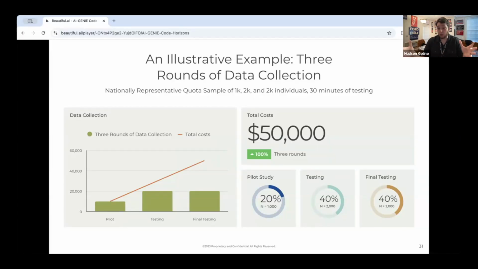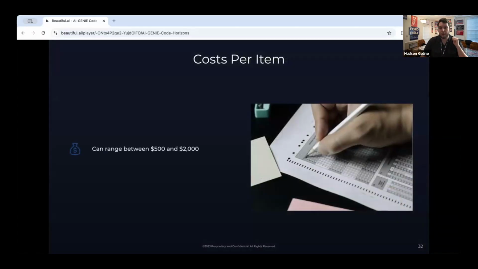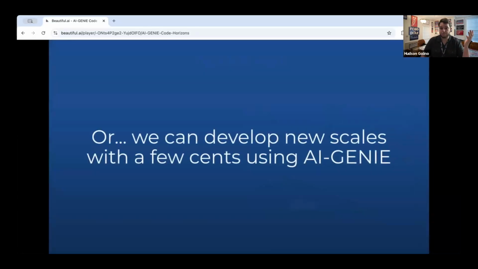And then after we collect all this data, we have a second round of refinement, and then we test again in 2,000 people, all nationally represented quota samples. If we are taking only 30 minutes of test seed time, that will escalate to $50,000 to develop a new scale. If you're really using a very large nationally representative quota sample divided into multiple stages, it's a lot of money. So the cost per item can range between $500 and $2,000.